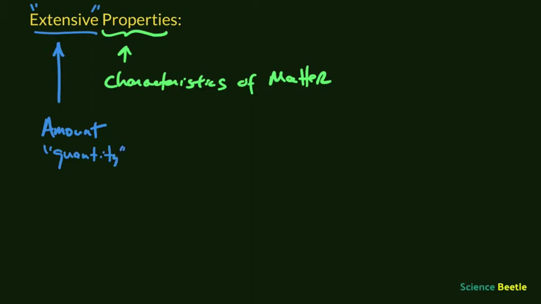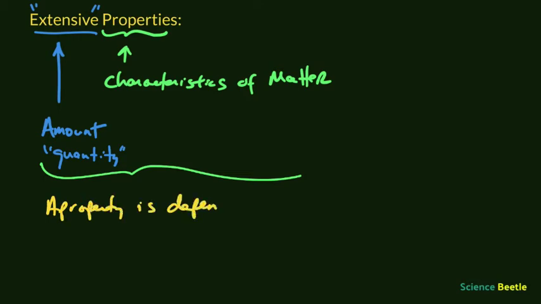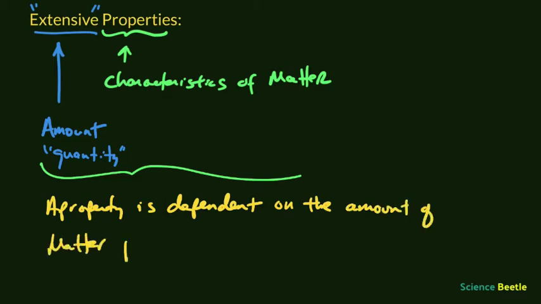Now, the reason this is important is because the matter we're referring to in terms of the property is going to be the following. An extensive property is a property that is dependent on the amount of matter present. Now, why is this important? Because the amount of matter that is present refers to the quantity of things.